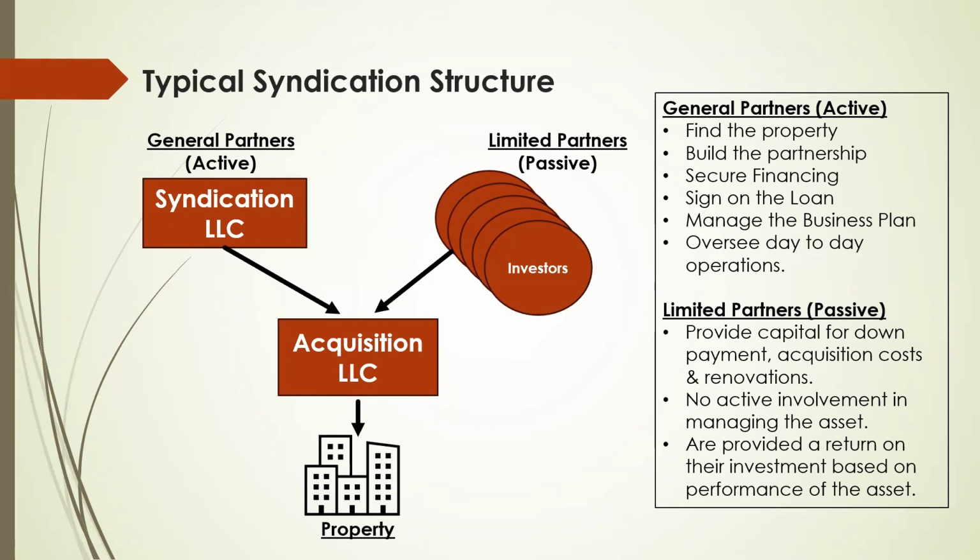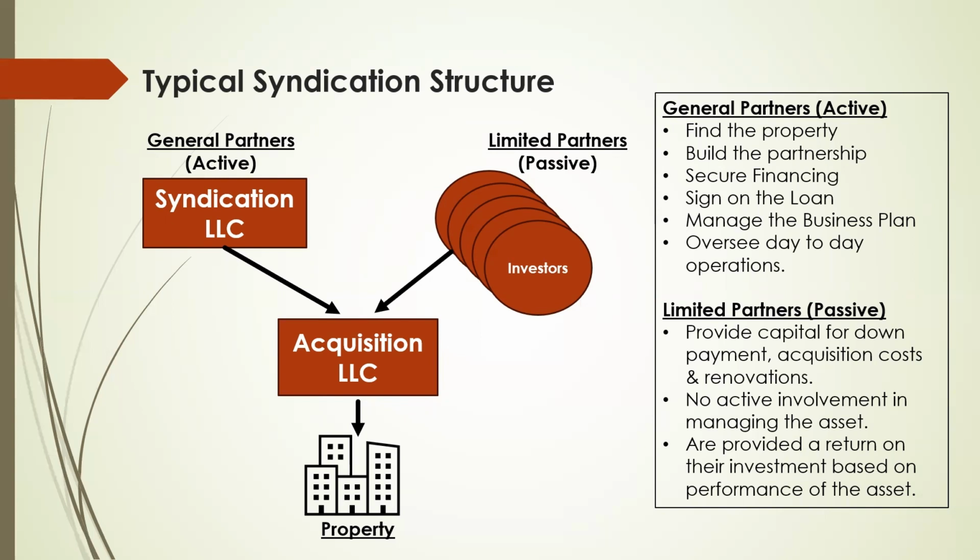So you have the property in question, the asset that you're looking to acquire, and usually there will be an acquisition LLC that's set up that actually purchases the property. The property is held within that LLC. Then you have the two different investor or partner types, like we've talked about: general partners, the active investors, and then the limited partners, the passive investors. Those general partners, again, that's the syndication group, those active investors. Typically, there will be a syndication LLC set up for that group that owns shares of that acquisition LLC.